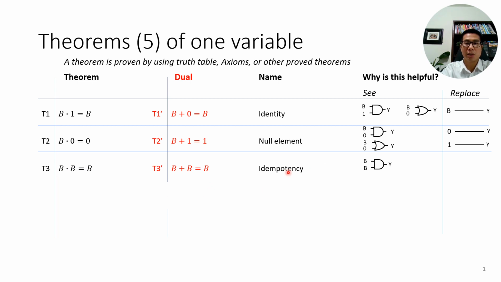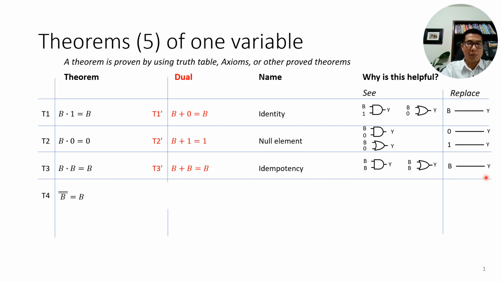It's idempotency. Now what is this one for? One example is if you see B AND B producing Y, or you see B OR B to itself producing Y, then simply replace those gates. Just simply wire B to Y to produce the output.